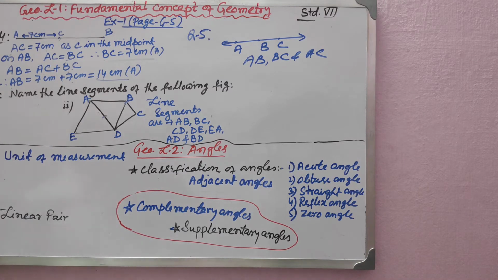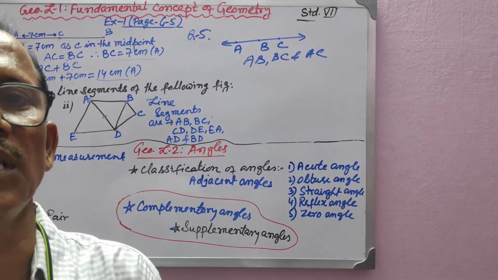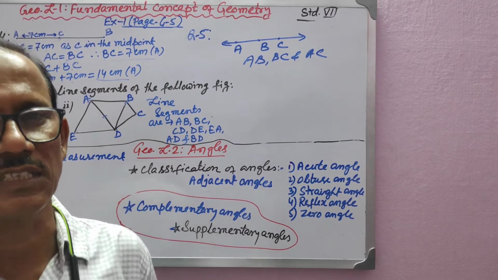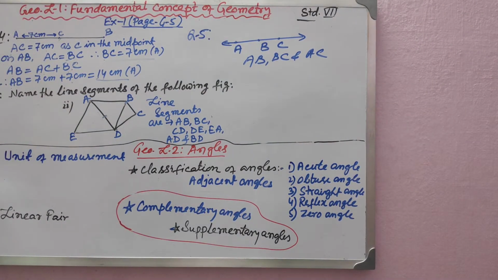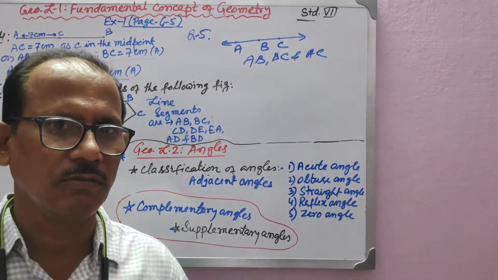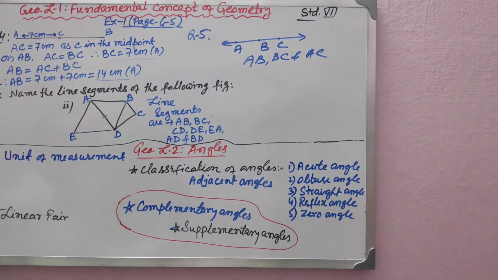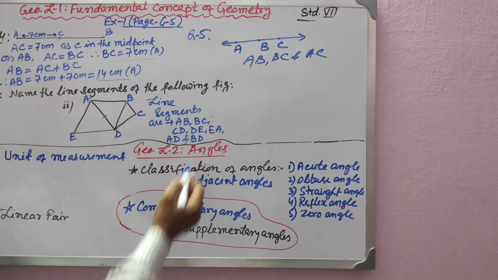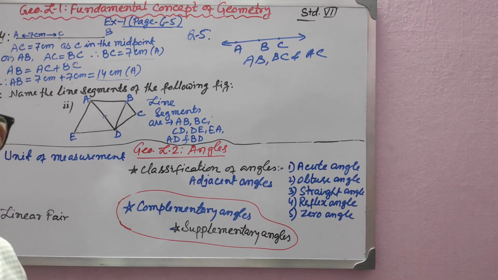Now moving on to the second exercise, which is the last lesson of your first terminal exam, that is angles. That is also a very simple lesson. You all know it, but we'll give some revision and we will do the exercise sums so that your previous knowledge will be polished and enhanced. Before I move on to this angle lesson, I will give you some of the learning objectives, the key words of this lesson.